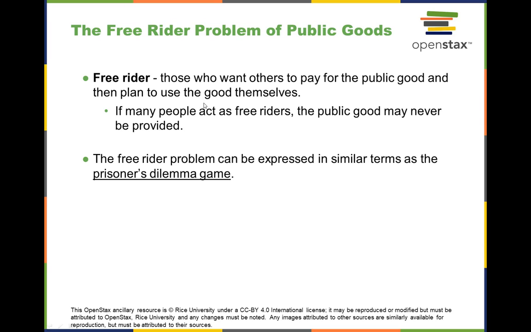A free rider is someone who wants others to pay for the public goods and then plans to use the goods themselves. If many people act as free riders, then public goods may never be provided. The free rider problem could be expressed in a similar way to the prisoner's dilemma game. This is a game theory developed by Albert Tucker, a mathematician. Just to make a long story short, because it's talked about later on in economics, if there are two people caught and they are being pressured to confess or at least testify against each other, their progress in the process of being interviewed by the police is going to change drastically if they're kept totally separated from each other, as opposed to if they're cooperating with each other.